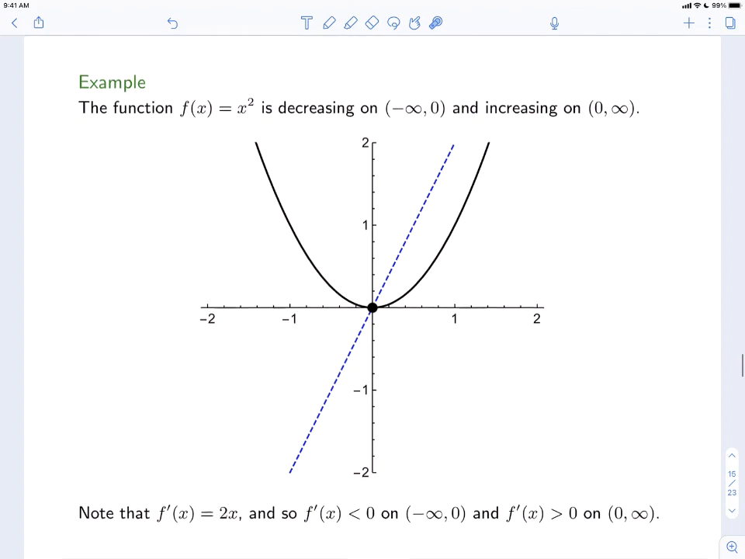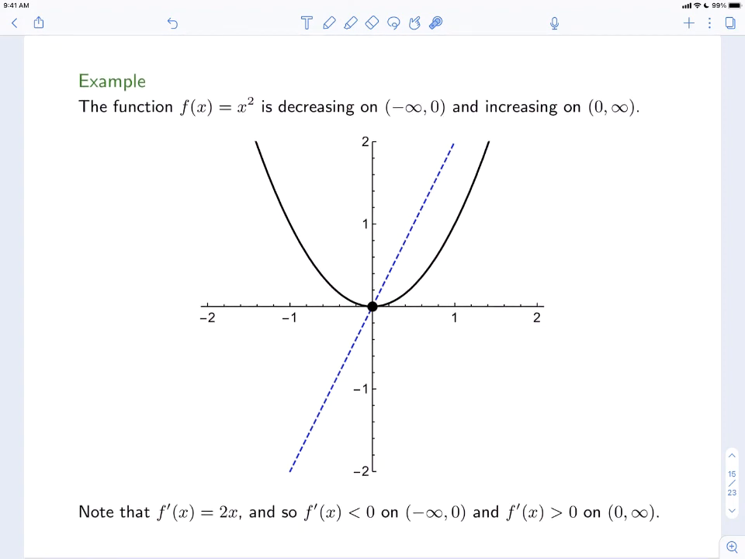Let's look at an example here. The function f at x equals x squared. Well, that's this parabola right here. What is this dashed line? This dashed line is the derivative. What do we know about the function f at x equals x squared? Well, it's decreasing until you get to the valley at x equals 0, and then it's increasing.